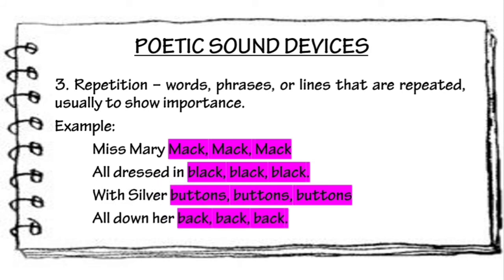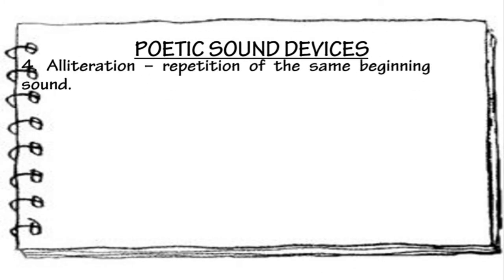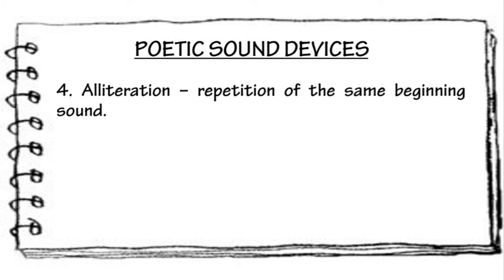So as we can see, the words Mac, black, buttons, and back are the words that are repeated or used several times. Next, our fourth poetic sound device is alliteration. Alliteration is the repetition of the same beginning sound.